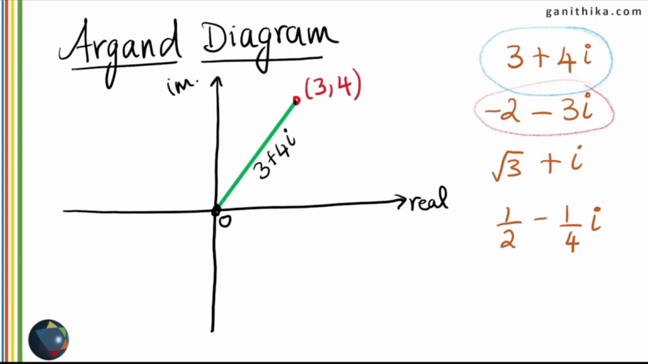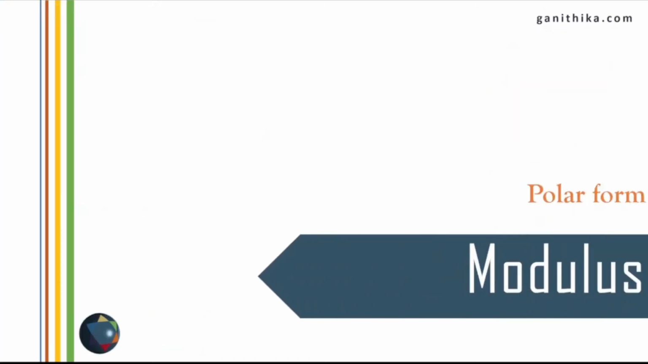For example, minus 2 minus 3i is the point (minus 2, minus 3), which is in the third quadrant. Therefore, this is the complex number minus 2 minus 3i on the Argand diagram. Try to represent the other two examples on the Argand diagram. Let's proceed further to know what the modulus of a complex number is, because this is the base for converting a complex number into polar form.